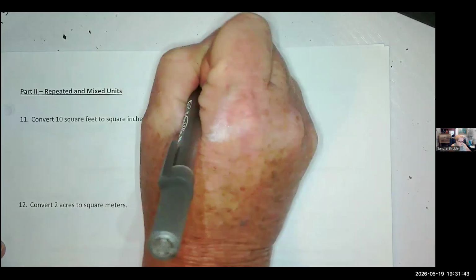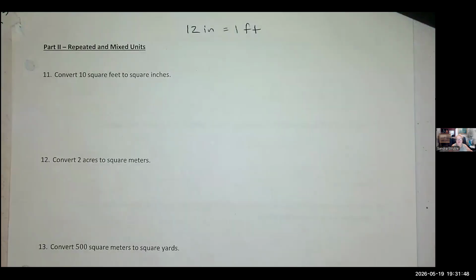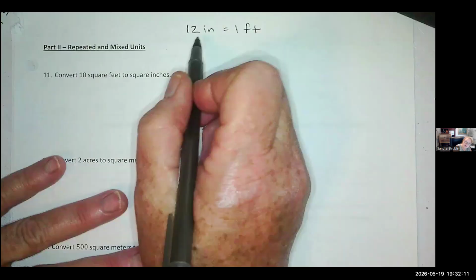The one cool thing about this is that the equal sign allows me to keep everything equal as long as I do the exact same thing to one side as you do to the other. That's how you keep the equal sign equal. If you do something to just one side and not the other, you've just thrown out the equal sign. It means nothing. So I don't want inches and feet. I want square feet and square inches.